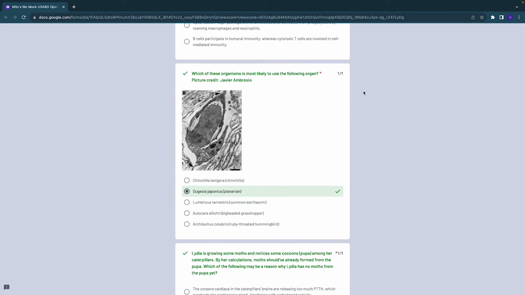Which of these organisms is most likely to use the following organ? So this is a flame bulb, from the excretory system. It's mostly used by flatworms, so that's what we're going to look for. Dugesia japonica, which is a planarian, a kind of flatworm. Those are going to use flame bulbs, or protonephridia.